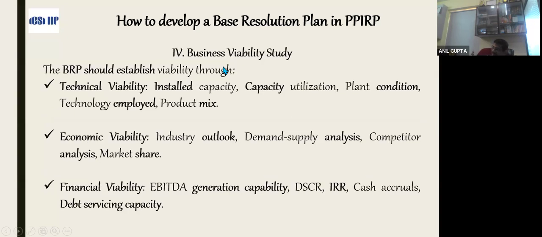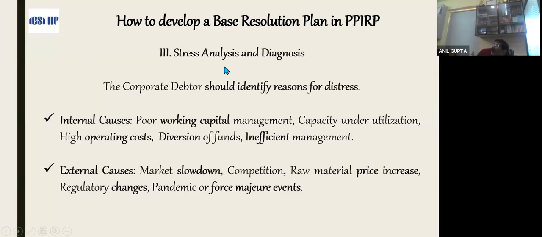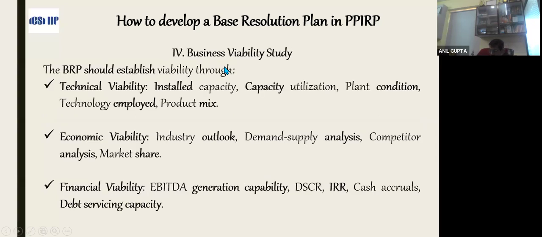Not only that, the business viability study. Once the company is facing some problem, if the company restarts operations in future, whether it is getting adequate returns or not. If the company is unable to get adequate returns, there is no purpose in preparing a resolution plan. In the resolution plan, establish viability, first the technical viability. Whether technically this industry is good or not has to be assessed. What is technical viability? Installed capacity. Once the company is operating at full capacity, only then will the cost be recovered. Otherwise, the cost will not be recovered.